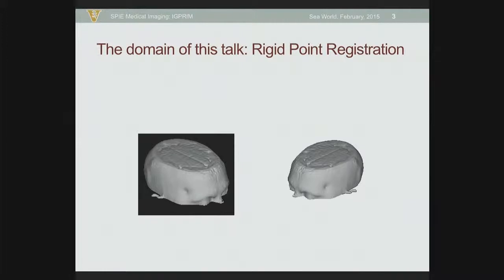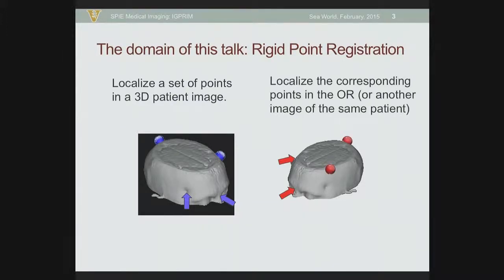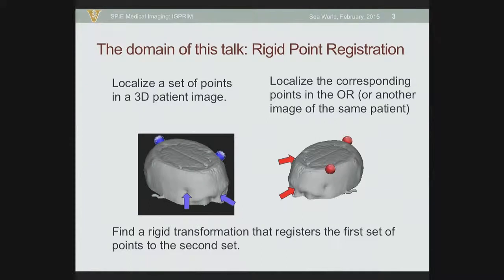So on the left we've got a CT, some kind of MR or some three-dimensional image, and we find some points that we can localize on there. Maybe we're using fiducials or maybe just anatomic features. And over here in the OR, and OR could be an image, but since this is image guided and everything, I'm going to be thinking about the OR. You find the same things over there in the OR, and then you find a rigid transformation that registers the first set of points to the second set of points.